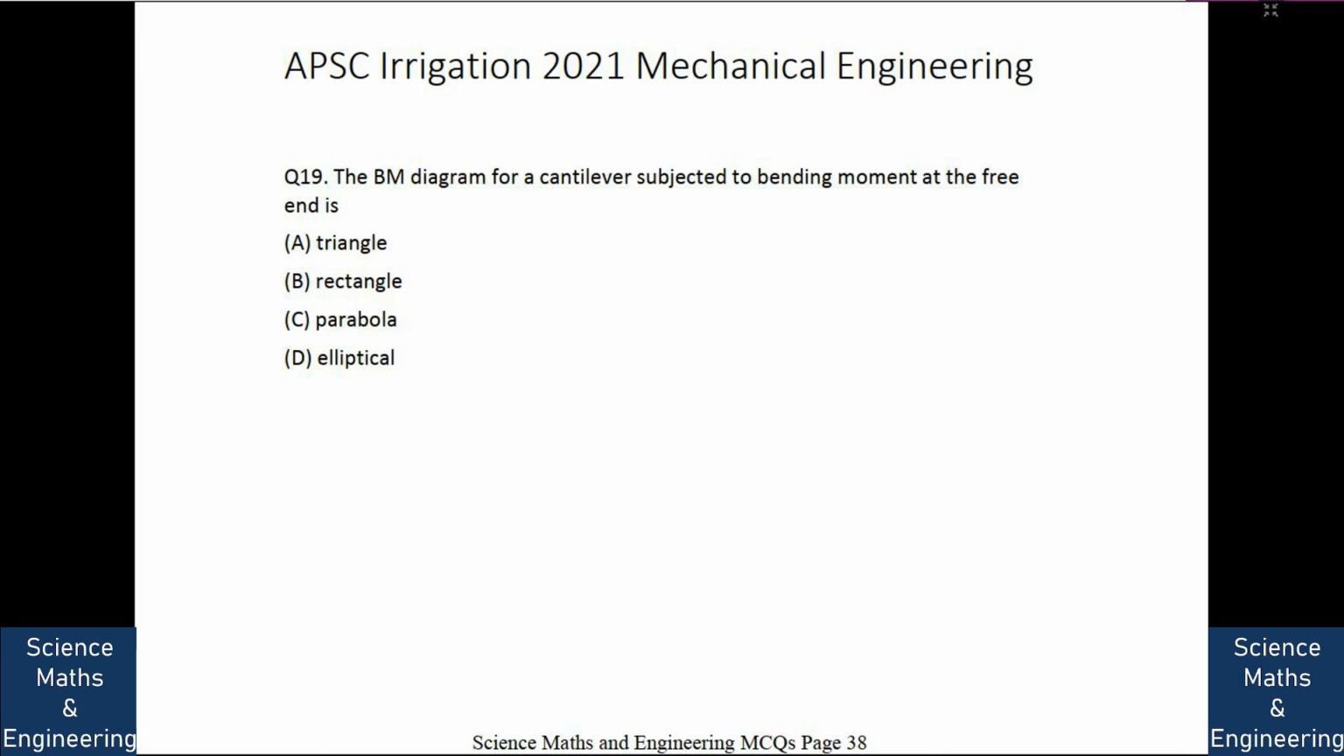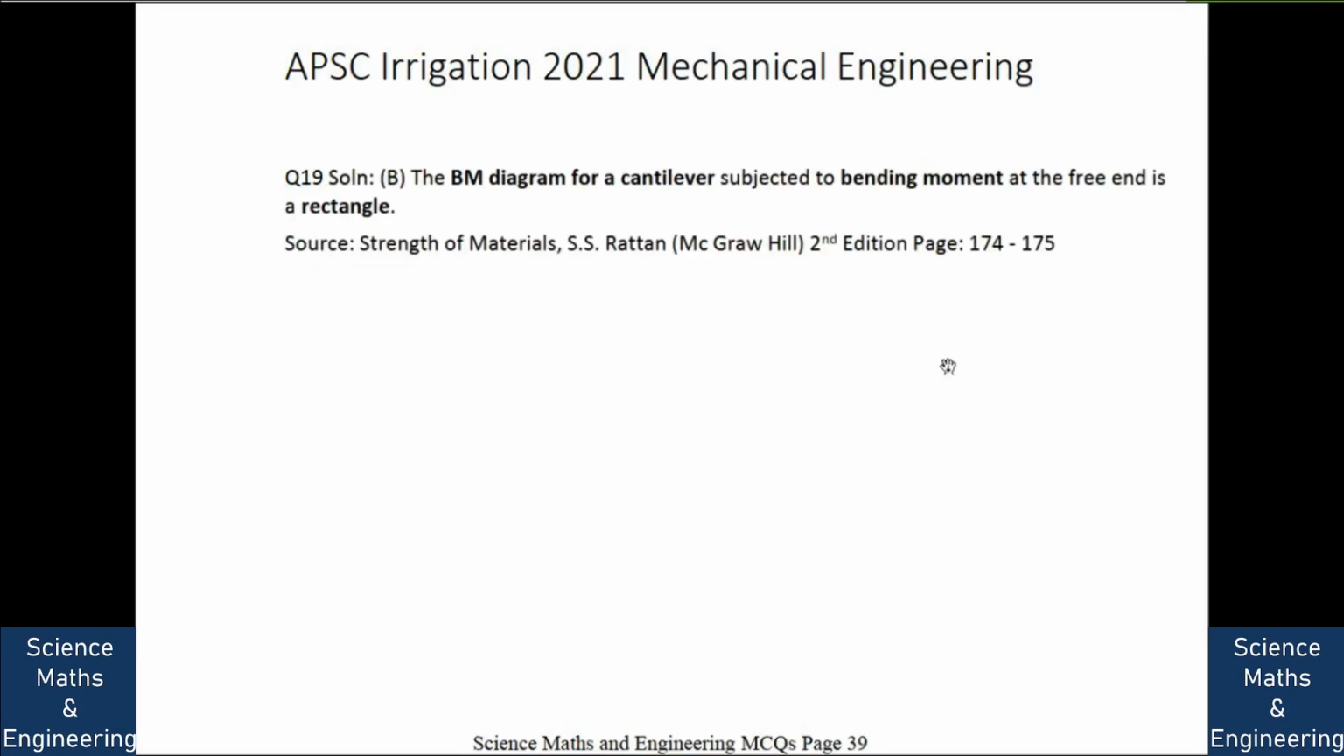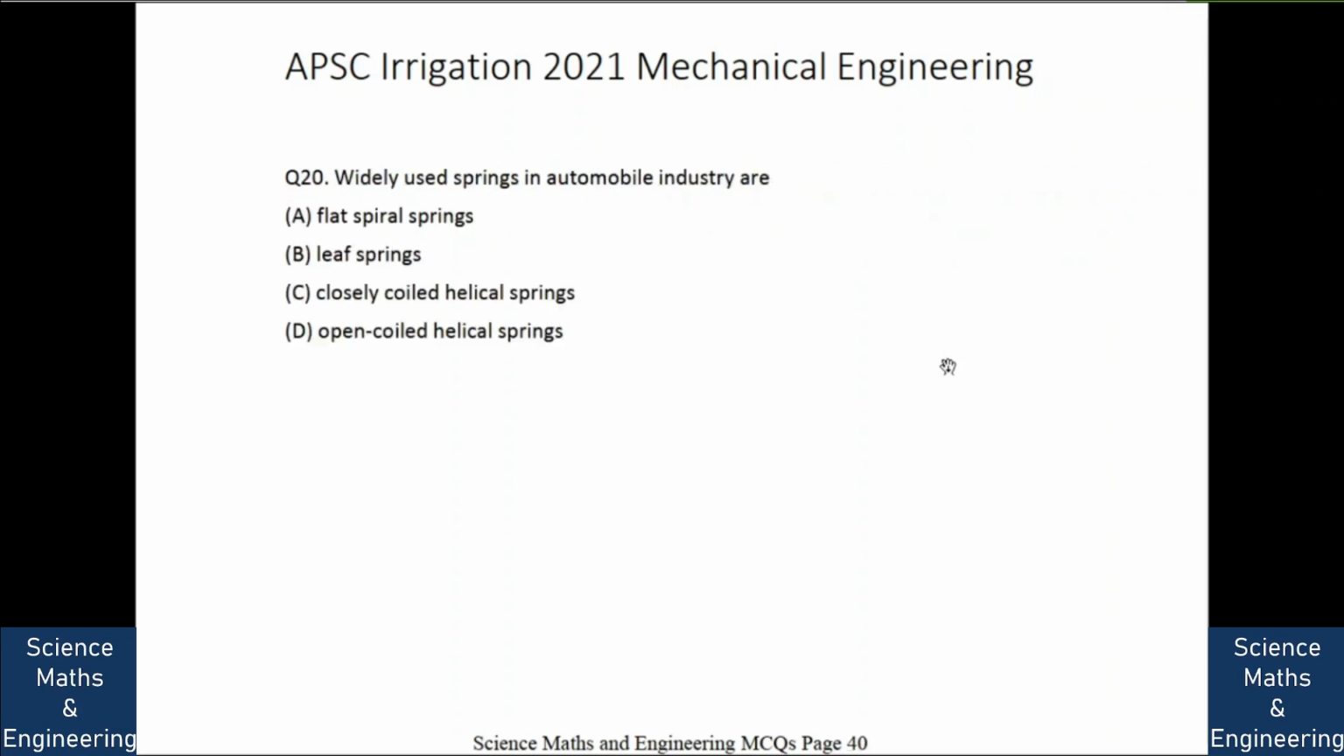So the answer is B, rectangle. If you draw the bending moment diagram, you will find that when we have a bending moment at the free end, then the bending moment diagram would be a rectangle. So we'll go to the next question.